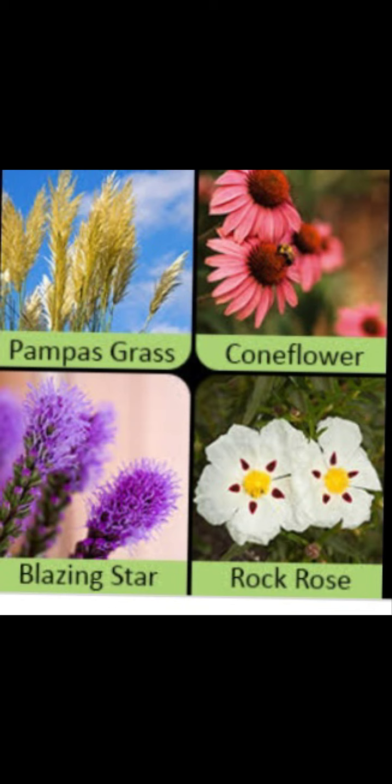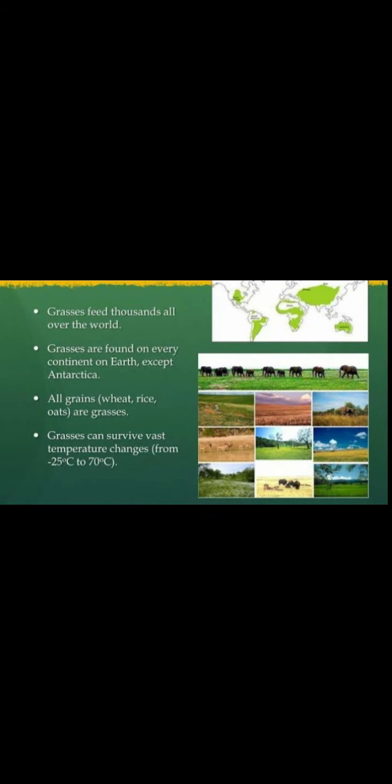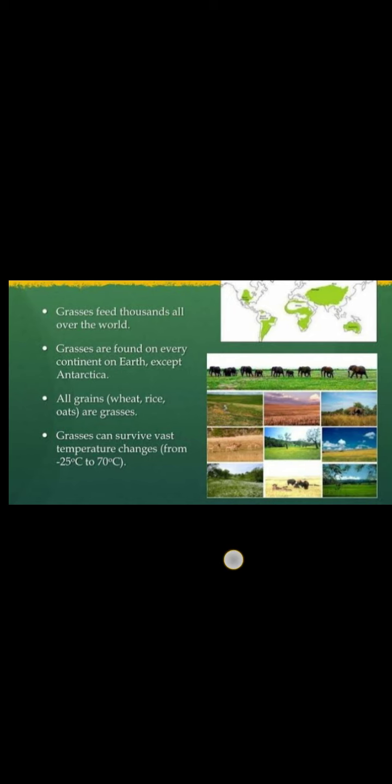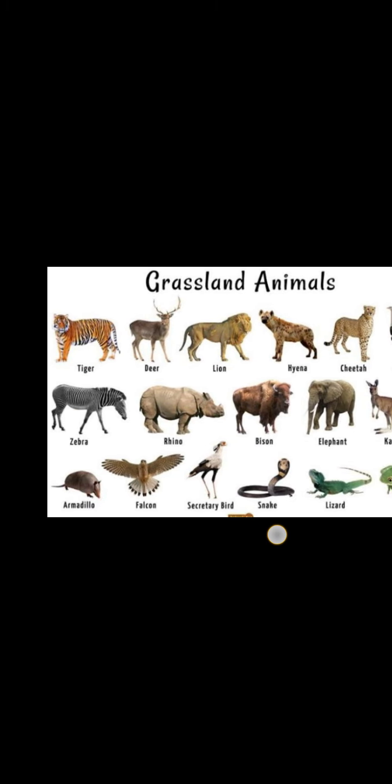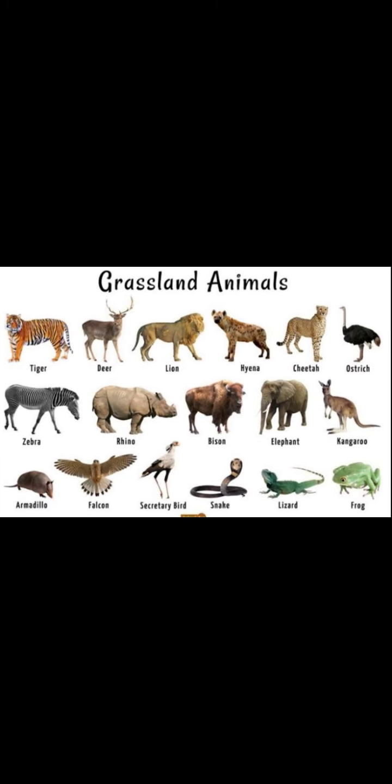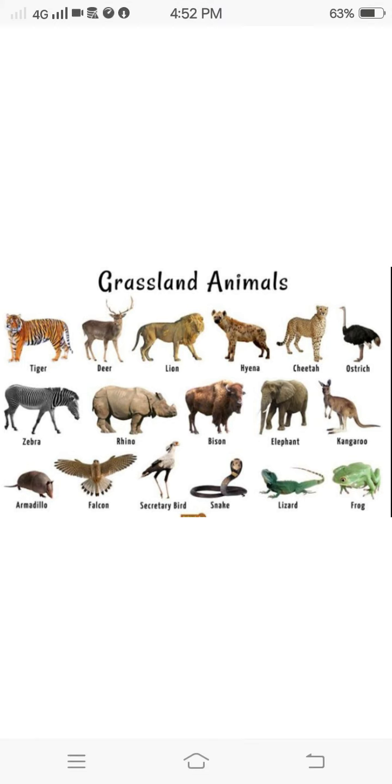These are the plants and flowers we find in these regions. We also find these grasslands and animals here. These are the kinds of animals we find in the temperate grassland region. So this was today's topic.